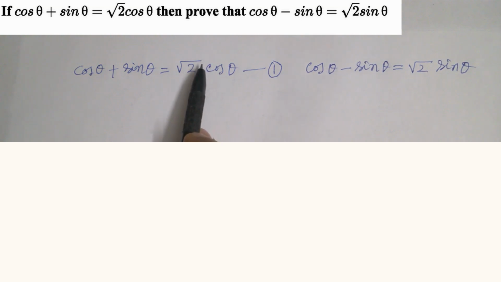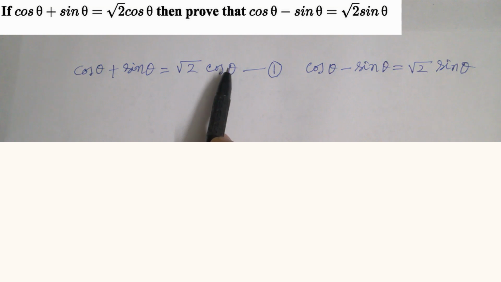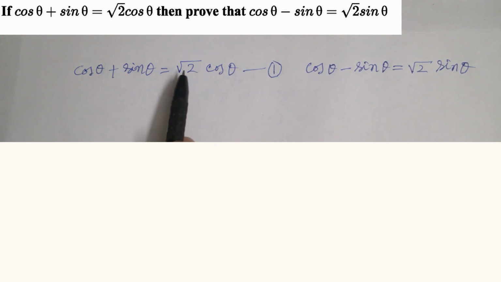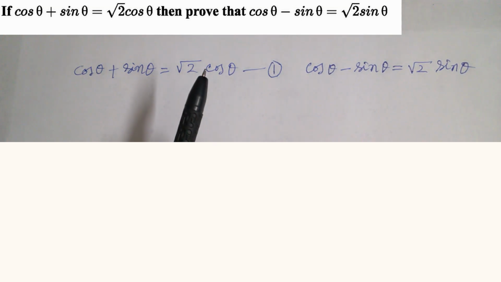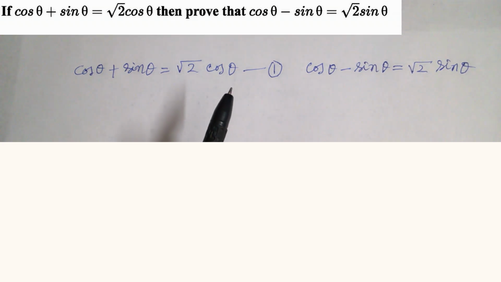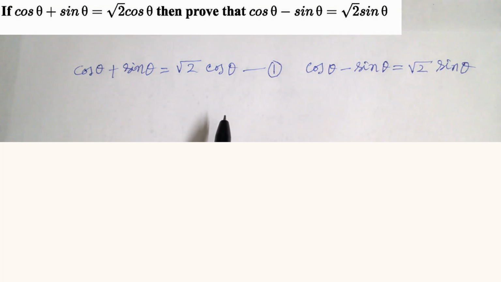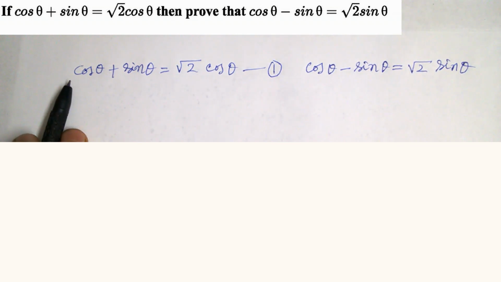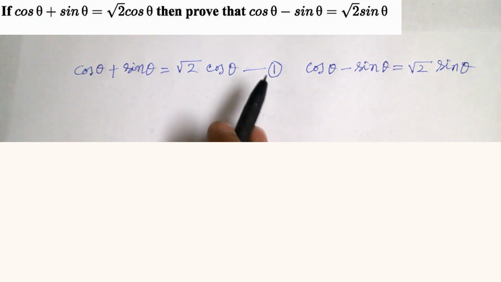So this cos theta should be converted in terms of sin theta. Our aim is to do that. To do that, we will use a formula from trigonometry: sin square theta plus cos square theta is equal to 1. From that we can convert sin in terms of cos and cos in terms of sin. So first, squaring both sides of equation 1.